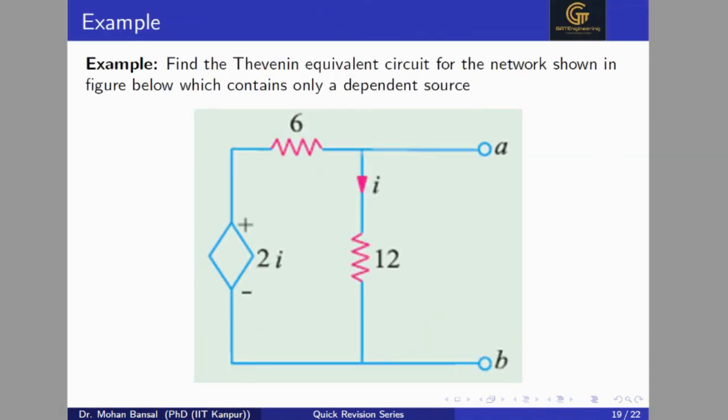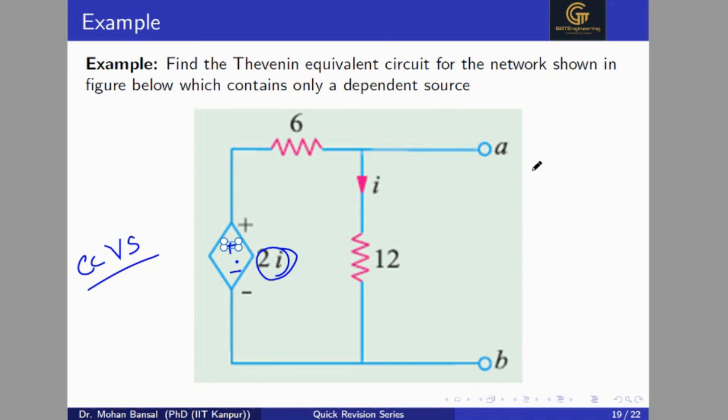Now if we consider only a dependent source. Here in the circuit diagram you see there is no independent source given. So we are considering here only the dependent source, which is 2I, and this is the plus terminal, this is the minus terminal. So this is the voltage source. We can see that it is given in diamond shape, so it is a dependent source and it depends on the current value. So it is a current controlled voltage source. This I is flowing through the 12 ohm resistance, which means that this source depends on the current in the 12 ohm resistance.